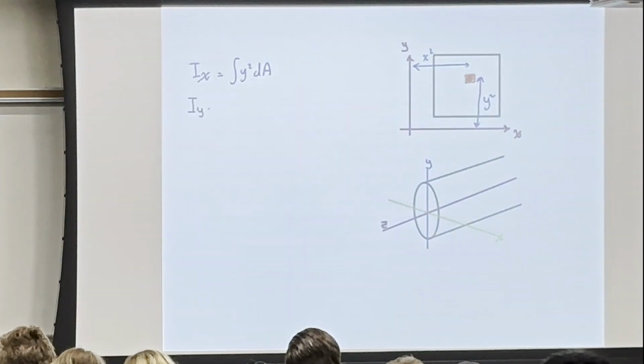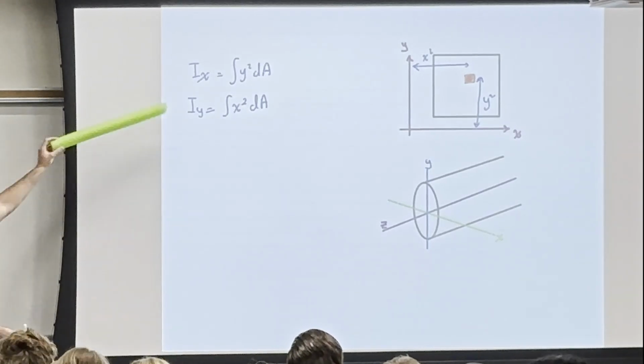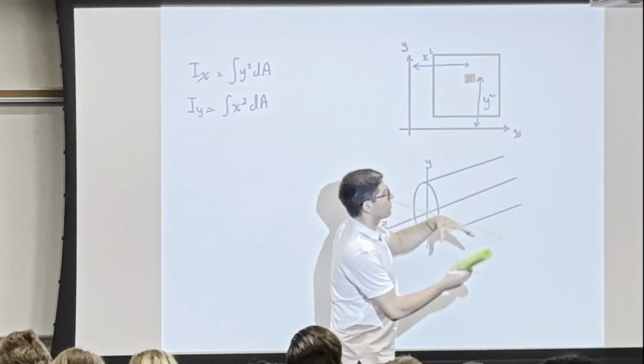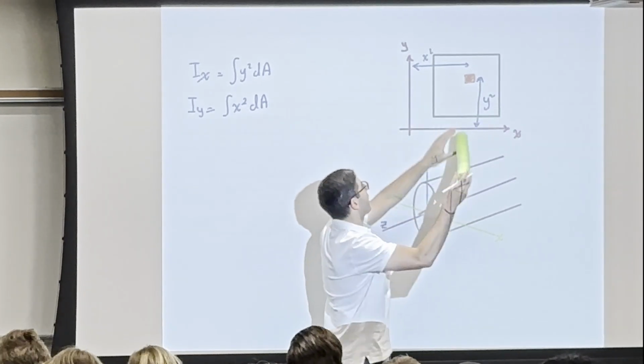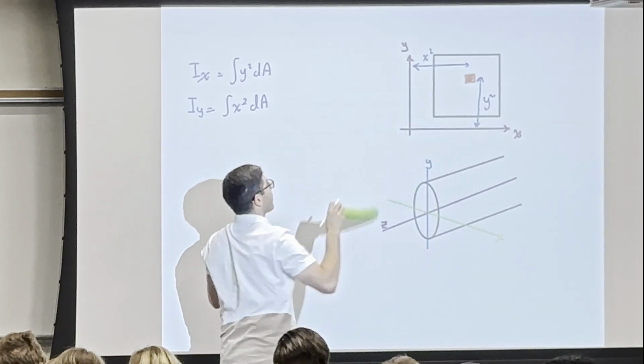And then if I want to find how this shape is going to rotate about y, I multiply by x. That's the moment of inertia about y. Ix tells me the resistance of this area when it rotates about x. And when I say Iy, it is the rotation of this area around y.